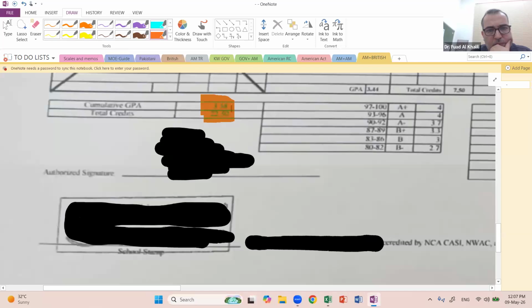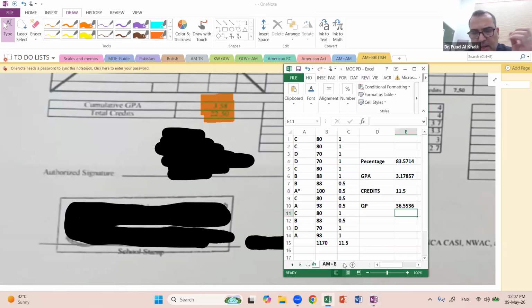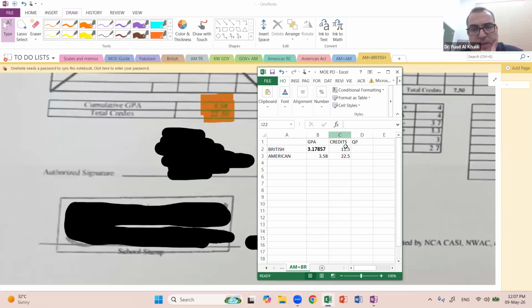Let's say he finished with a GPA of 3.58 and 22.5 credits from our school. And from that school, he was in grade 9. In our school, he finished only grades 10, 11, and 12. From the British school, he finished grade 9, and we just calculated their GPA. So this is American and British. From that school, the GPA was 3.17, and the credit was 11.15.